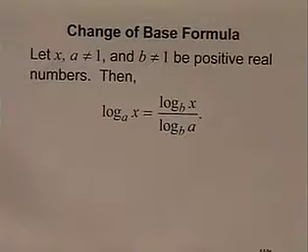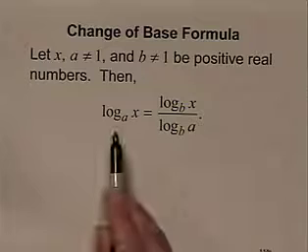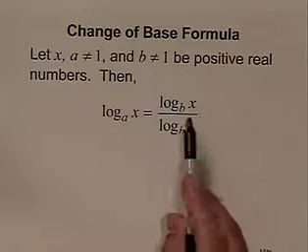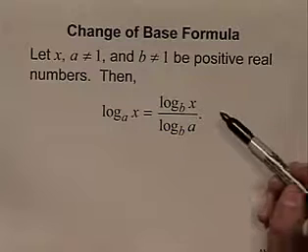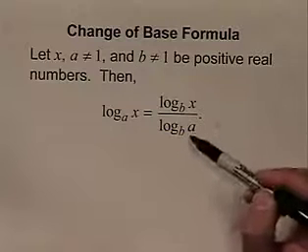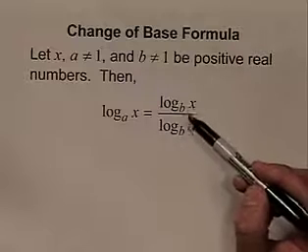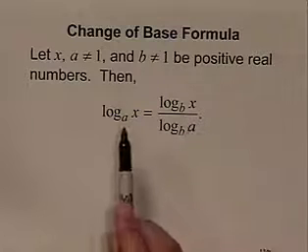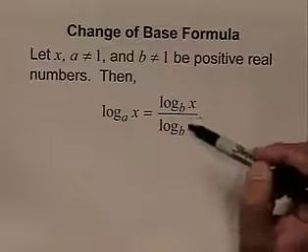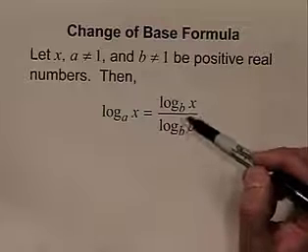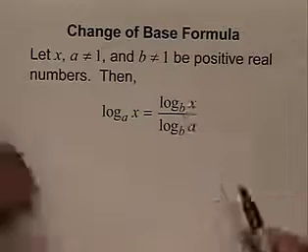If we let x, a not equal to 1, and b not equal to 1 be positive real numbers, then the log base a of x is equal to the log base b of x divided by the log base b of a. Now, b can be any positive real number. And out of convenience, if we want to take a log of some base that's not 10 or e, then what we'll use for b is either the common log or the natural log. And it really won't matter which one we choose. Let me illustrate that idea with an example.